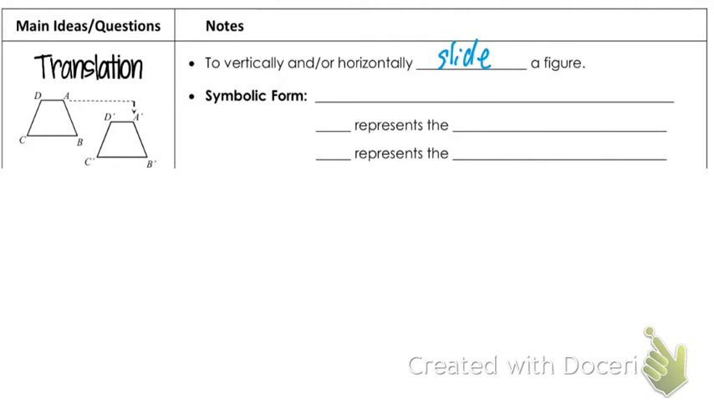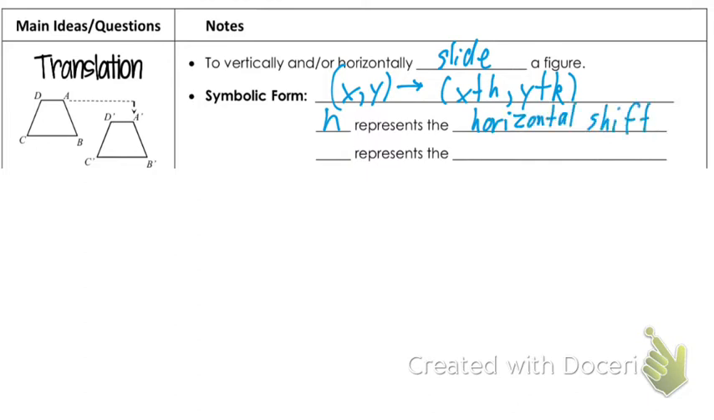In symbolic form, because we've been doing these symbols, x comma y, if you start with your original x comma y ordered pair, you're going to then get x plus h and y plus k. H represents the horizontal shift, because H for horizontal. And then K, of course, represents the vertical shift, because what else would you use for vertical than K, okay?